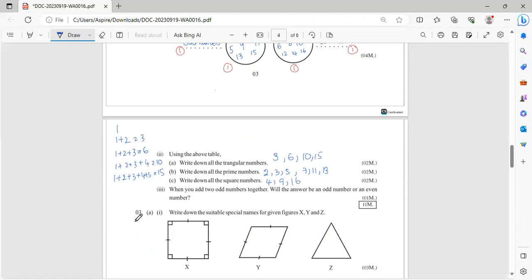Okay? The last one is, when you add two odd numbers together, will the answer be an odd number or an even number? What can you say about this question? So even number. Yes, to check this, you can add two odd numbers. 3 and 5 are added. Then you obtain 8. Therefore, you obtain an even number.